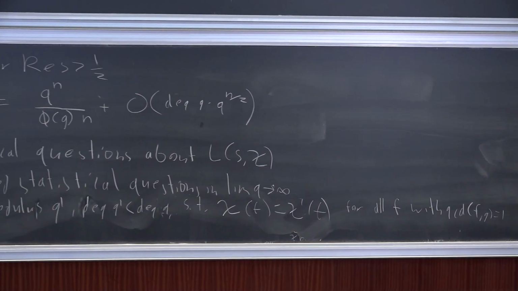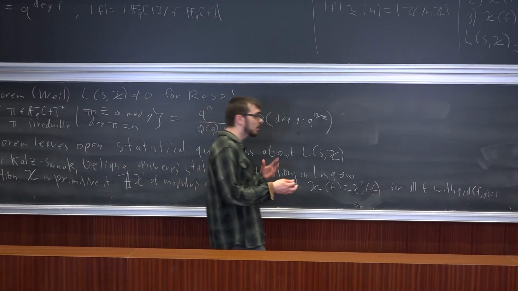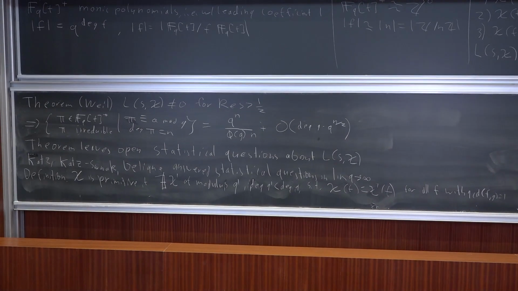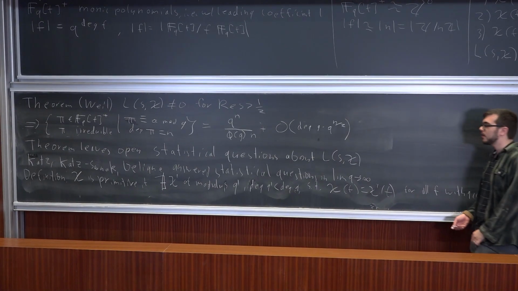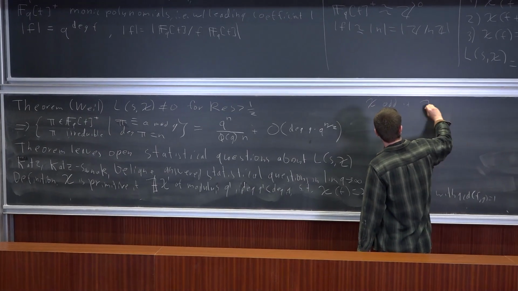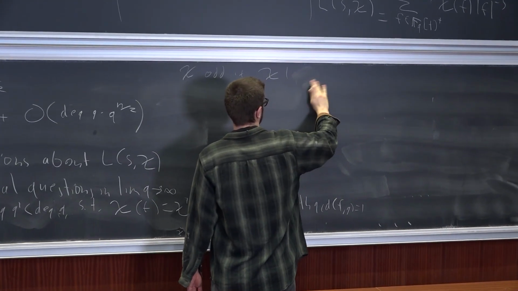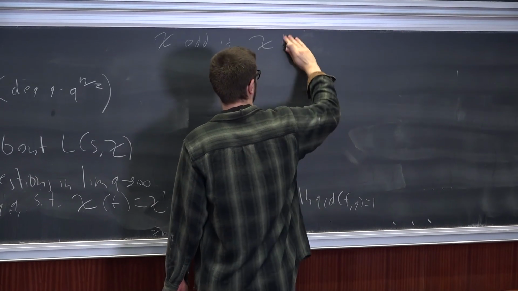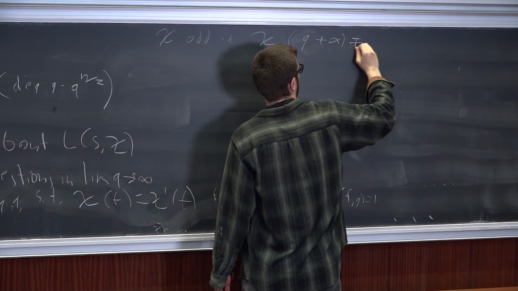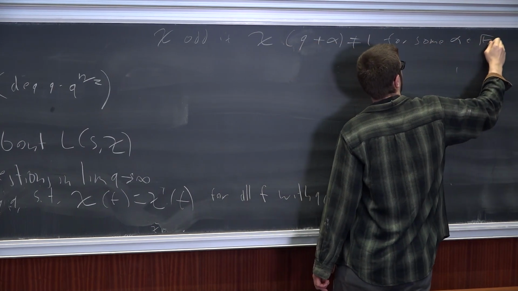So these are some characters of high modulus, high degree modulus, that look very similar to characters of lower modulus. And these ones we often kind of ignore. And we'll say chi is odd if chi restricted to only... well, I'll write it like this: chi of g plus alpha is not 1 for some alpha in F_q cubed times.